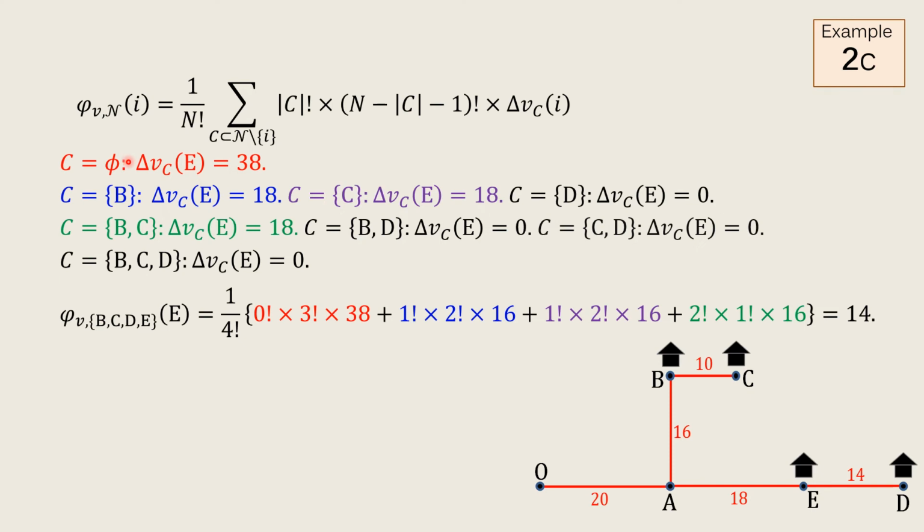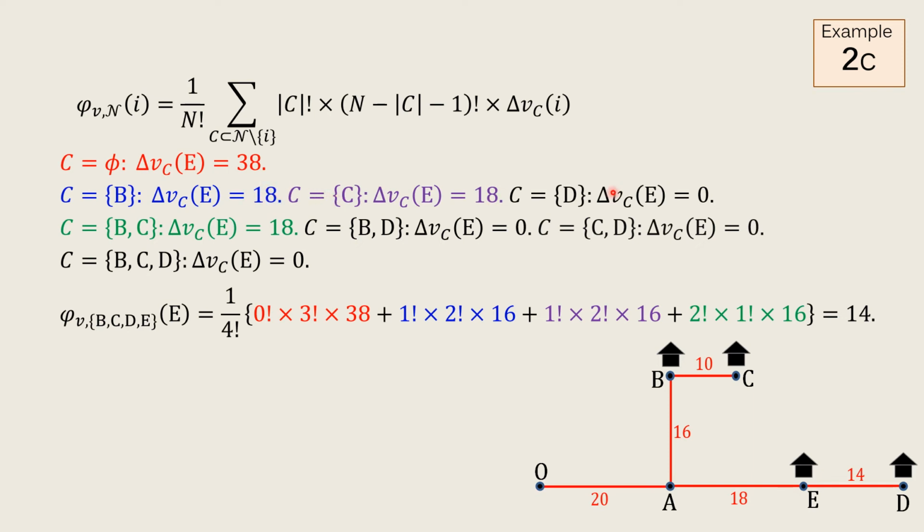Adding E to the null coalition, you have to establish these 2 links. So the cost is 20 plus 18, which is 38. When the coalition contains B alone, so B exists in the coalition, adding E to it would require a cost increment of 18. So the marginal contribution of E is 18.